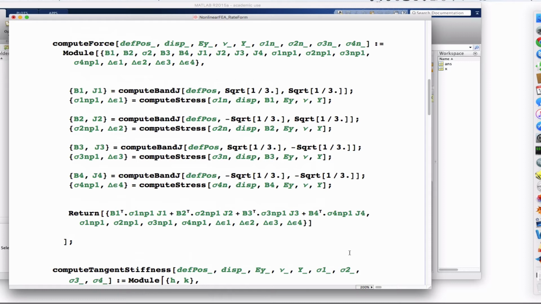And so I'm returning the internal force, and the stresses and strains at the integration points. The strains because I might want to plot them, the stresses because I need to store them for the next step so that I can increment them.